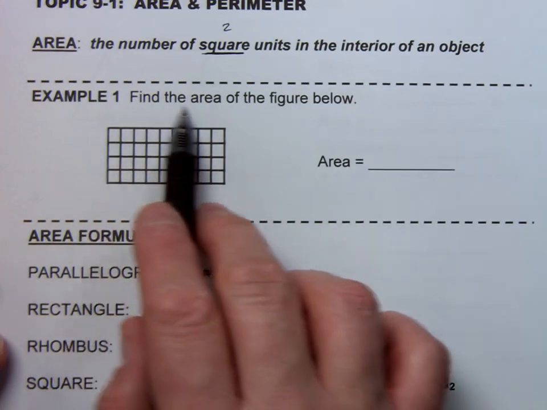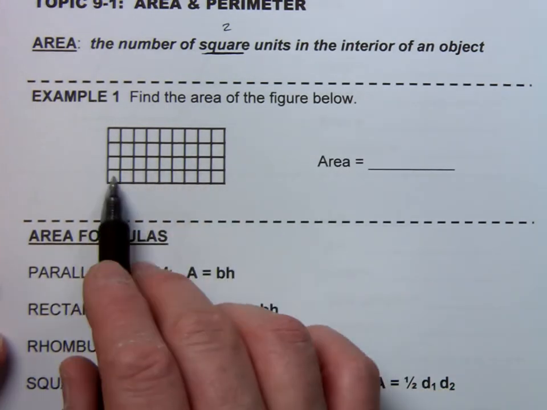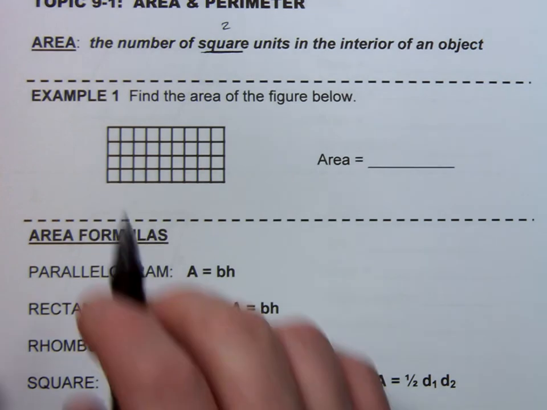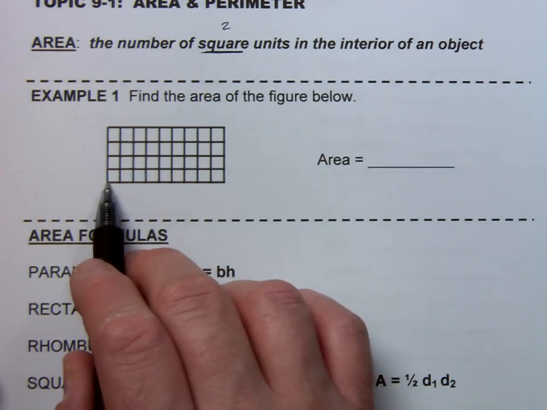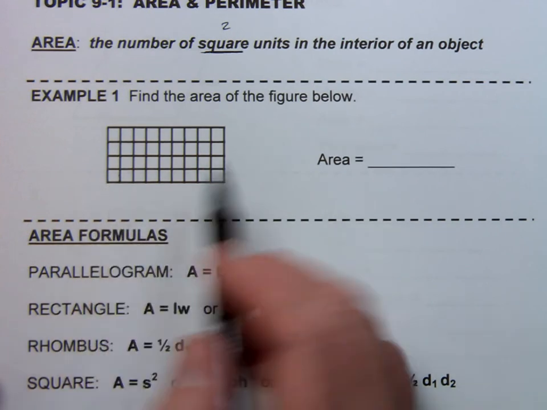So right here, an example, it says find the area of the figure below. Notice this is a rectangle, but it's been divided up into a bunch of little squares. So if I wanted to know the area of this, I could count these. These are called unit squares. They're 1 unit by 1 unit. So it's 1 unit square. You could count the number of squares.